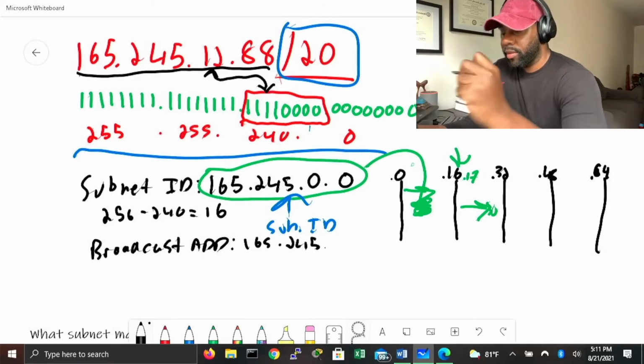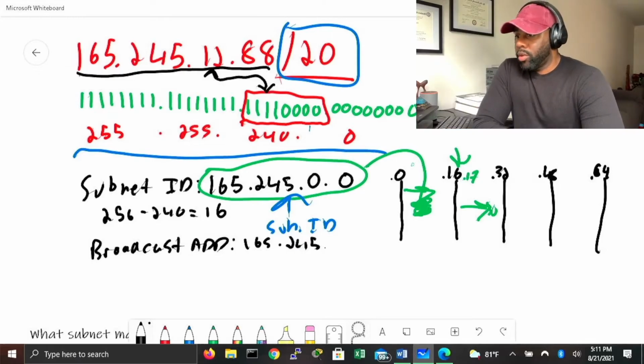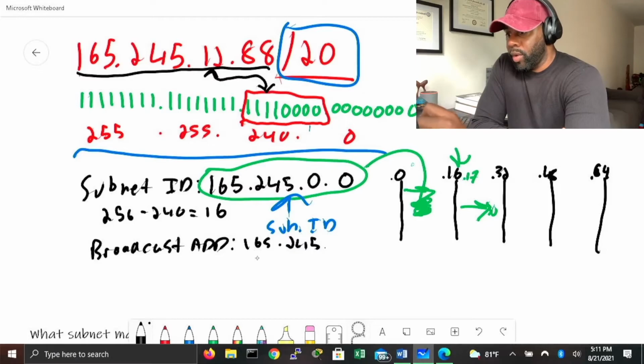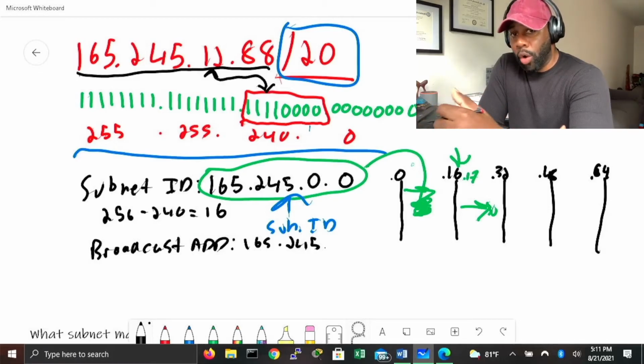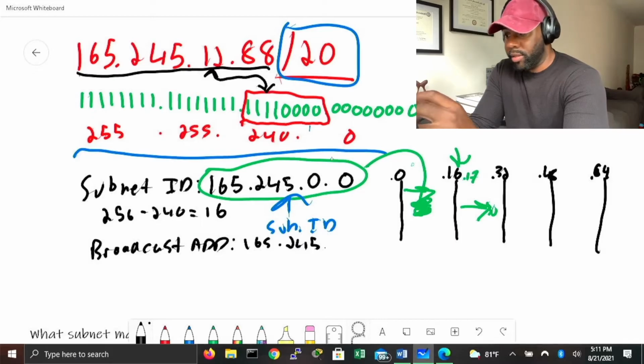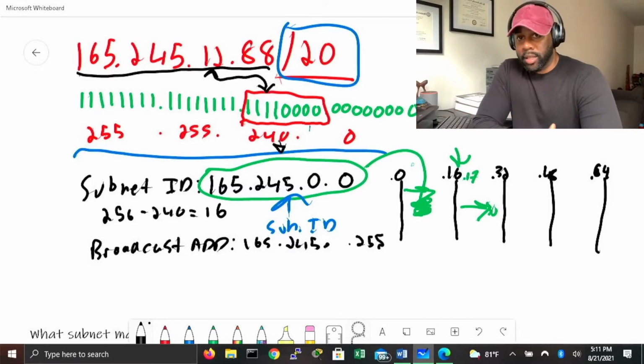165.245, right? Now we're going to follow the rules once again. Wherever there's a 255, we simply copy over the octets. Now there's an interesting octet right here, so let's leave that for now. And then we see a 0. Wherever there's a 0, we're going to put a 255, right? There we go. Now we've got to figure out the interesting octet.